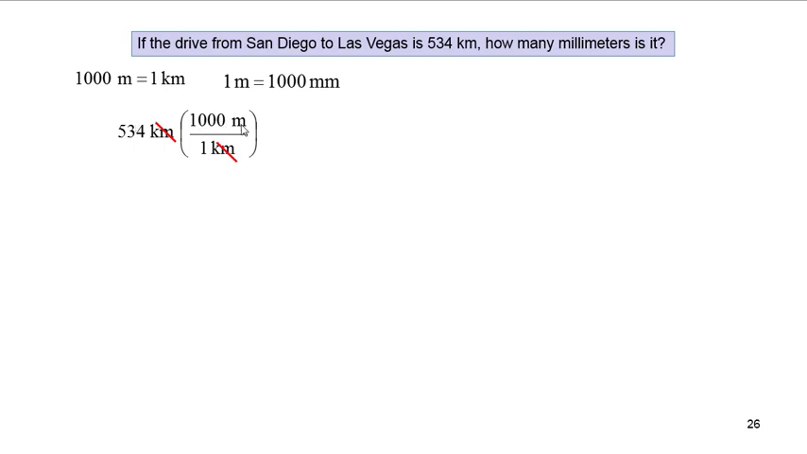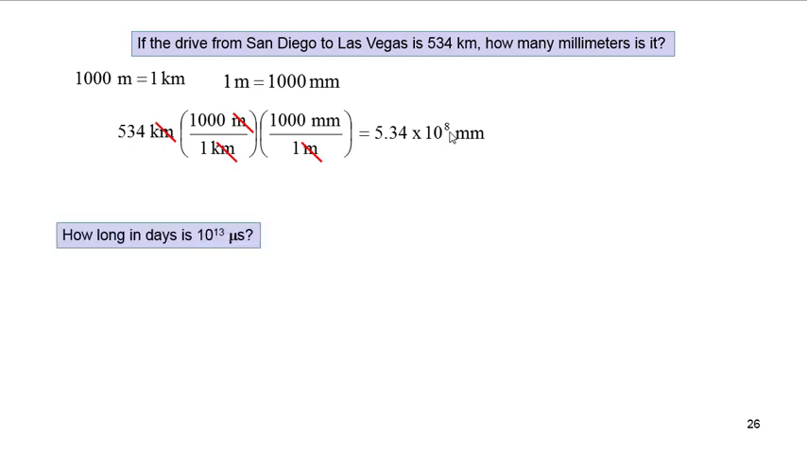My answer would be in meters, but I don't want it to be in meters. I want it to be in millimeters, so I'm going to multiply by one more factor. In this case, I'll put the 1 meter on the bottom and the 1,000 millimeters on top. That way my meters can cancel. Now the math I do is 534 times 1,000 times 1,000, and my answer will be in millimeters. And here it is in scientific notation.